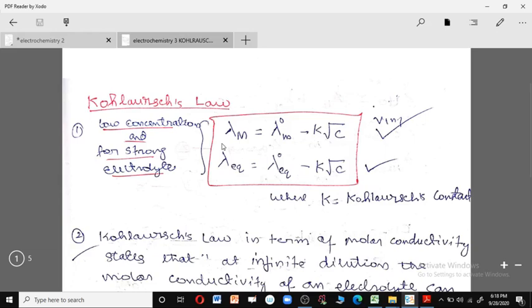As usual, today we'll discuss one important law, that is the Kohlrausch law. This is very important. You might have been introduced to this topic in your lower sections when you discussed electrochemistry in class 11 and 12. In BSc, this concept is very important.